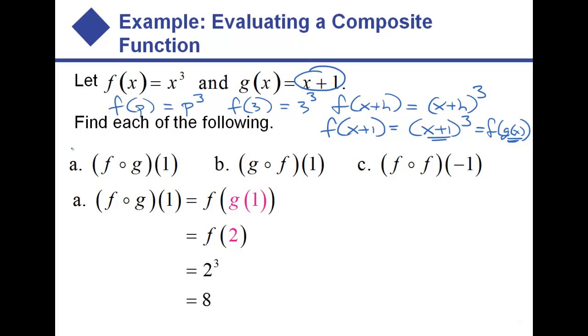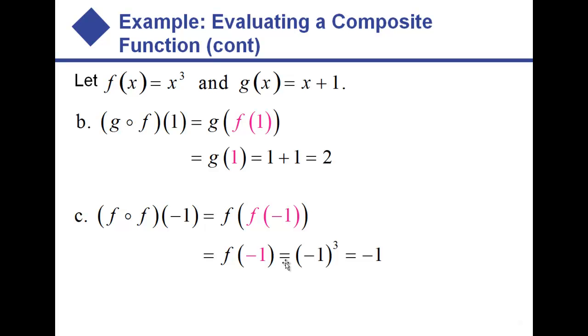Now the easier ones are when they want you to do f of g of a number, because that's simple. That means we're just taking f of g of 1, and g of 1 is simply putting 1 into the g function, right? G of 1 just equals 1 plus 1, which equals 2. So this question is really just asking f of 2, and f of 2 is just 2 cubed, which is 8. Done. Simple.